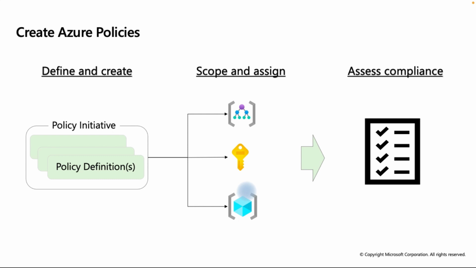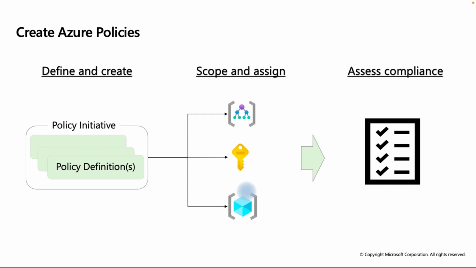The policy is two types: built-in policy and custom policy. You can make your own policy. If you are not willing to use the default Azure policy, you can make your own policy. Otherwise, you can use the built-in policy. So the first step is to define and create the policy, either a policy initiative or a policy definition. So that layer will be finished.